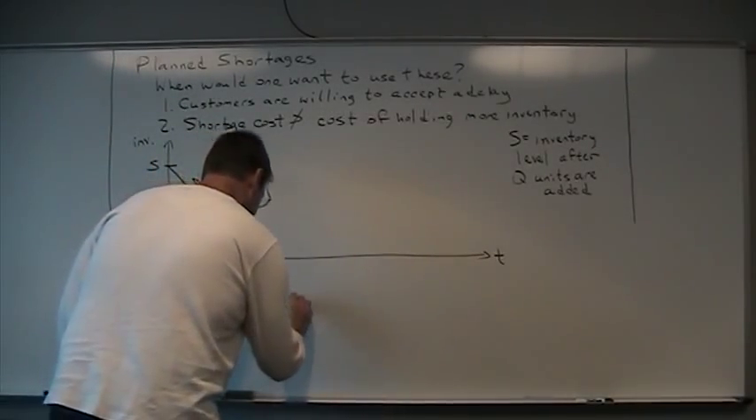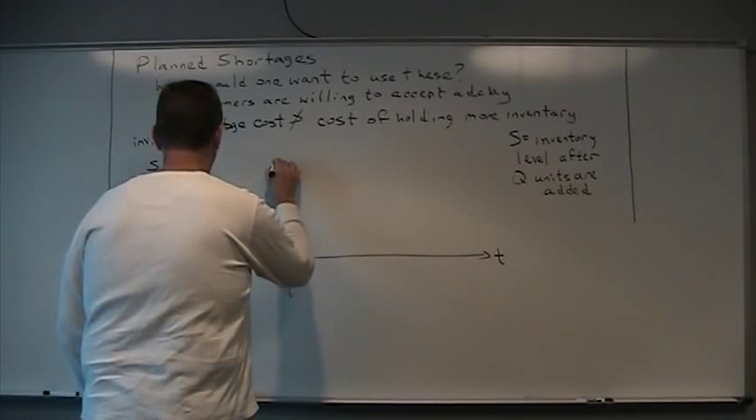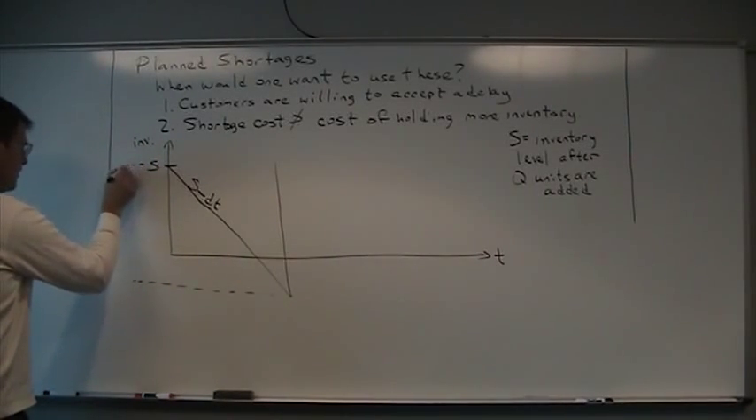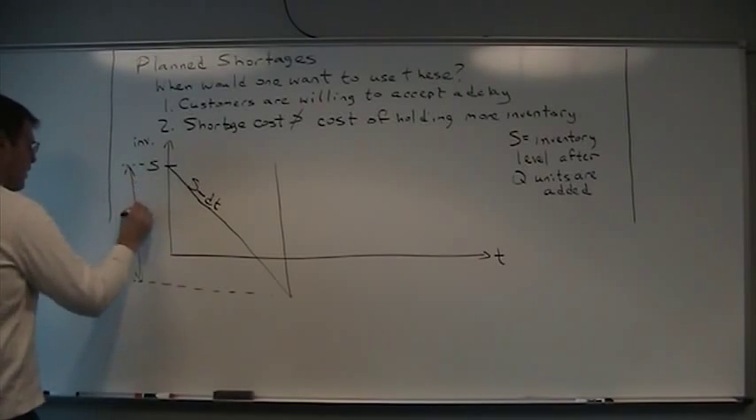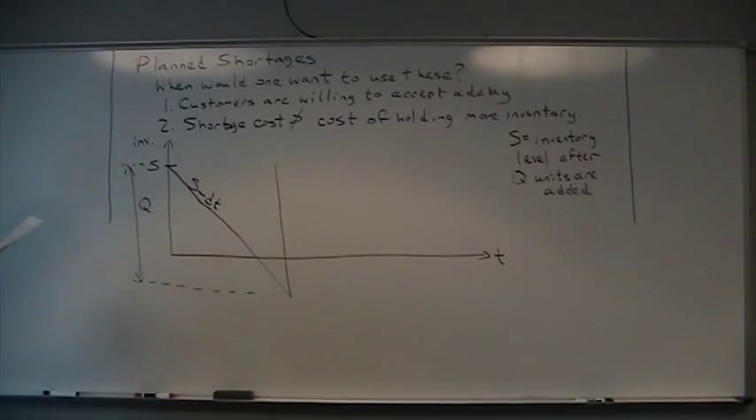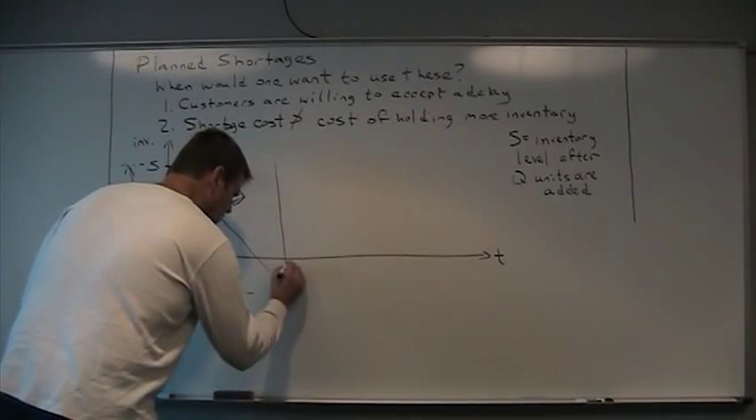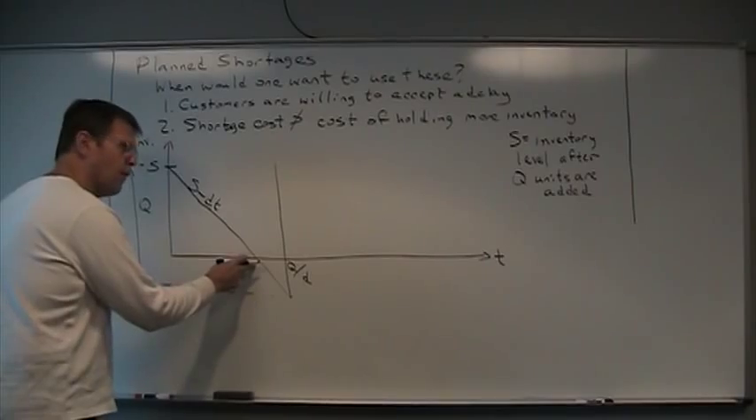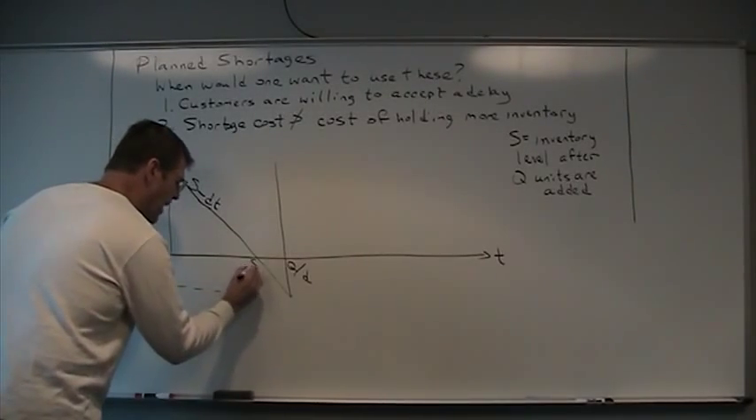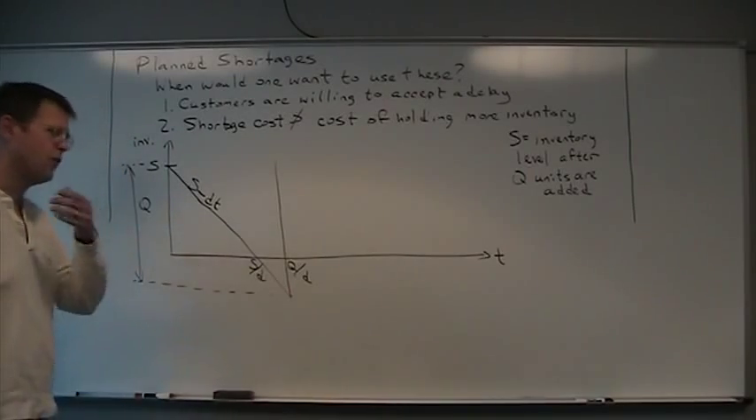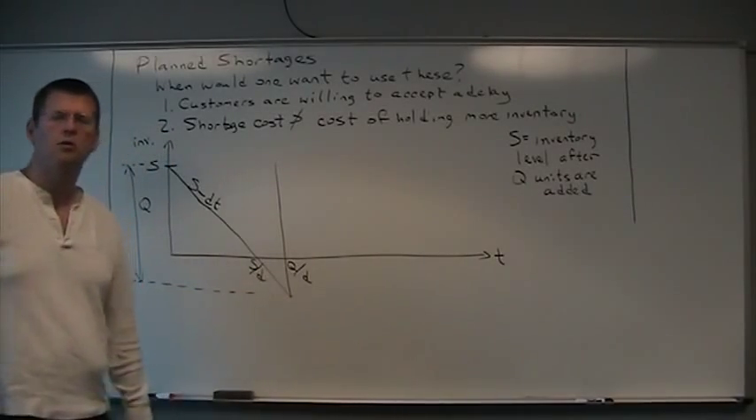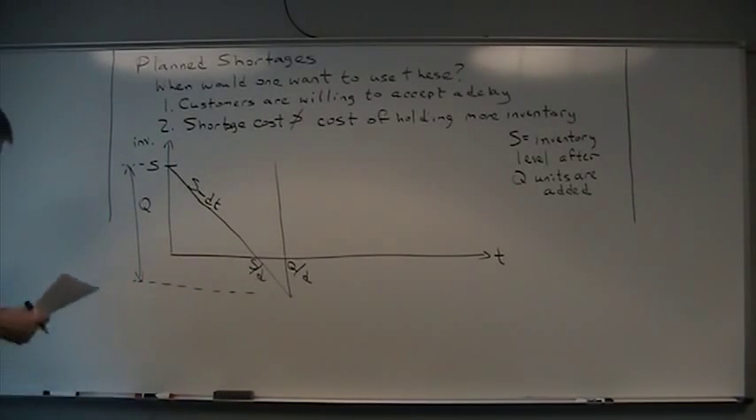The order is placed, and we go back up to S. So the vertical distance from here to here is Q. Our cycle length, just as before, is Q over D. But the time frame right here is S over D. So at time S over D, we run out of inventory, and the difference between these two is the amount of time during which we're taking back orders.